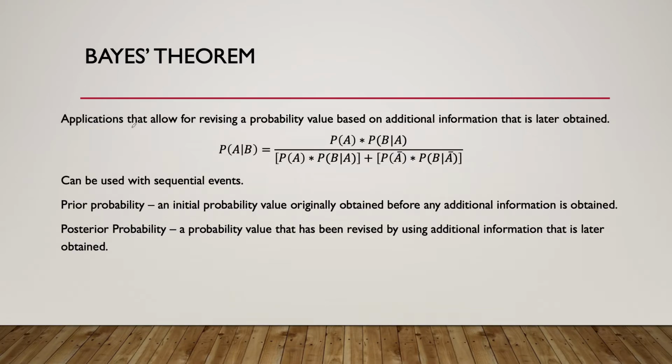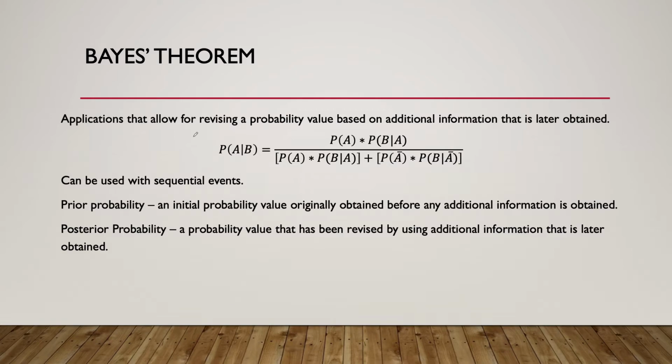Bayes' theorem allows us to use applications that allow for revising a probability value based on additional information that is later obtained. And the actual formula itself is this lovely gem. Probability of A given B is equal to probability of A times probability of B given A, divided by probability of A times probability of B given A, plus probability of A complement times the probability of B given A complement. And this can be used with sequential events.